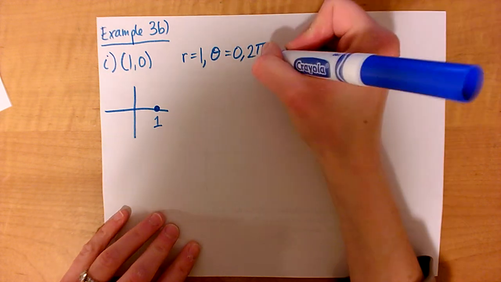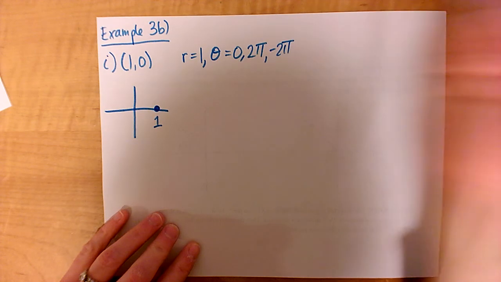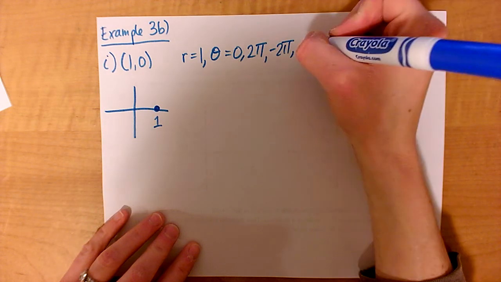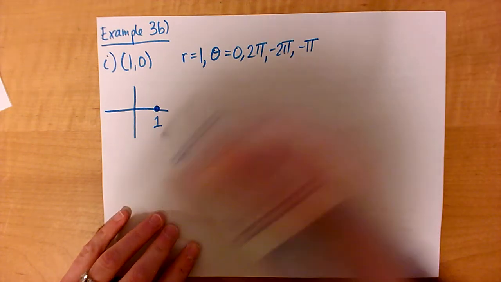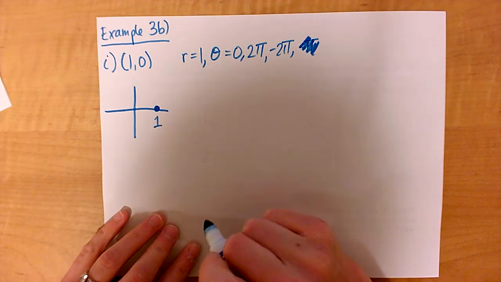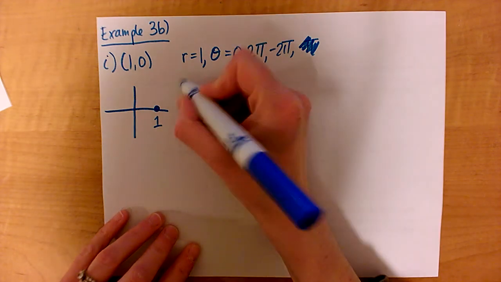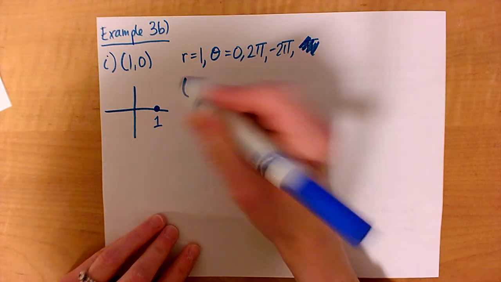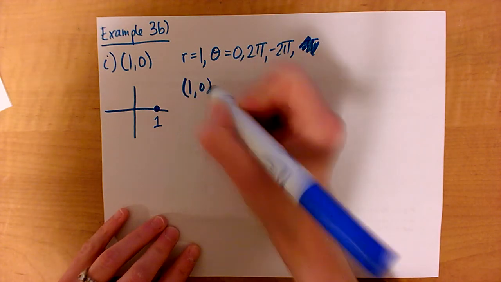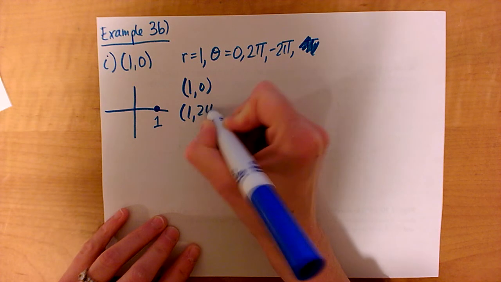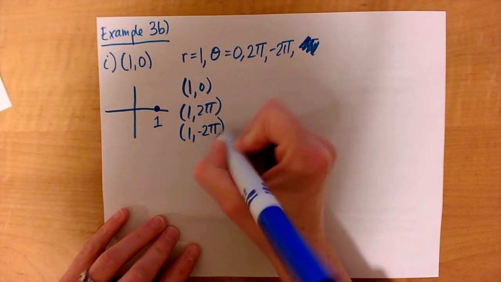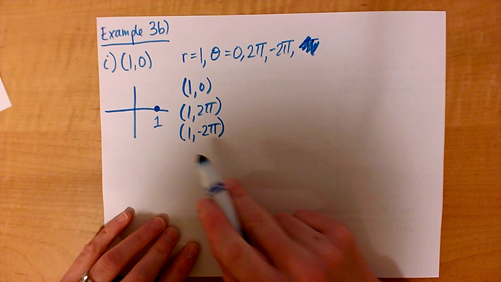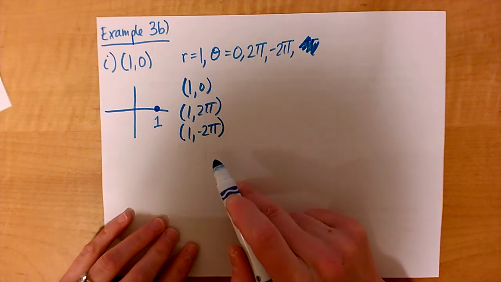It could be a positive 2 pi. It could be a negative 2 pi. Actually, let's hold off on the negative pi. So you could have any of these points. It could be 1, 0. It could be 1, 2 pi. It could be 1, negative 2 pi. So any of these would be fine.